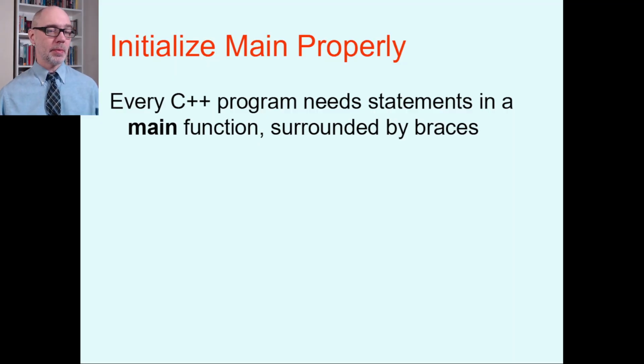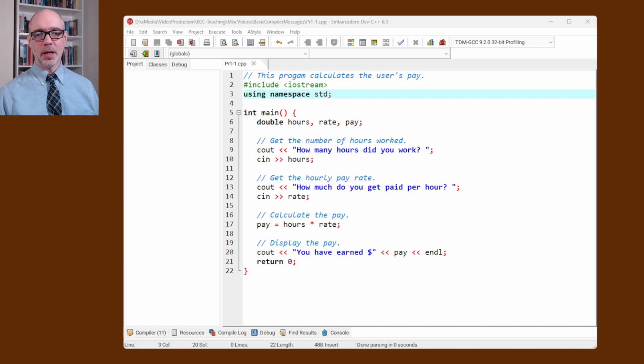Next piece of advice is make sure that you initialize the main function properly. As you should know, every C++ program needs statements inside a main function called main, and the body of that function is surrounded by curly braces. Make sure you have that set up properly. In this first program, let's look at the start of the main function. That's on line 5, and think about ways that could have been possibly screwed up.